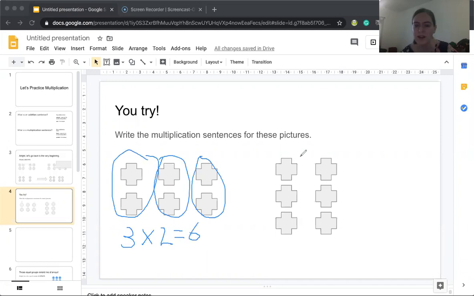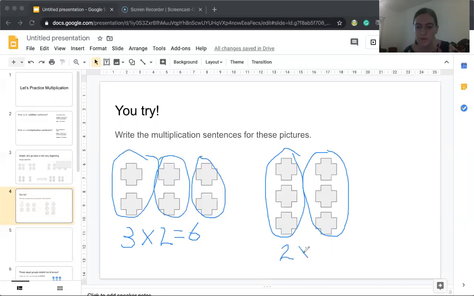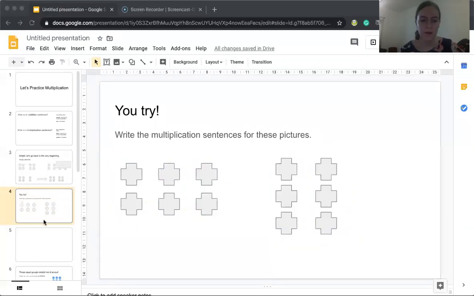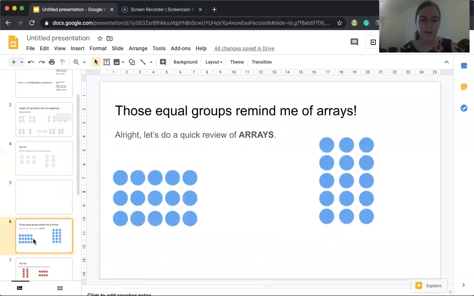Now, over here, to me, it looks like I have 1, 2 groups. So I'm going to write my 2 down. And in each group, where's my symbol? There it is. In each group, I have 1, 2, 3. 2 times 3 equals 6. All right. If you did that, then you got it correct. Nice work. We're going to move on and take a look at arrays, because equal groups and arrays look very, very similar. So let's take a quick look at these arrays.